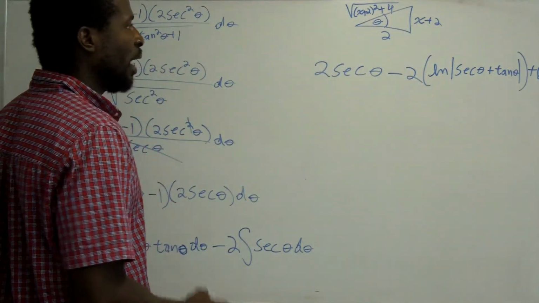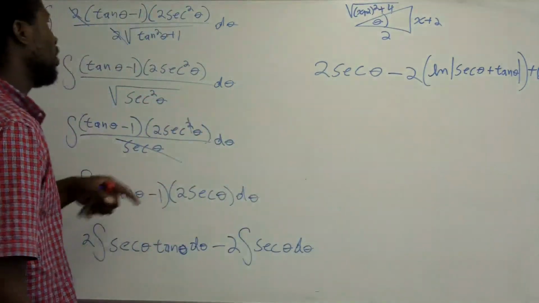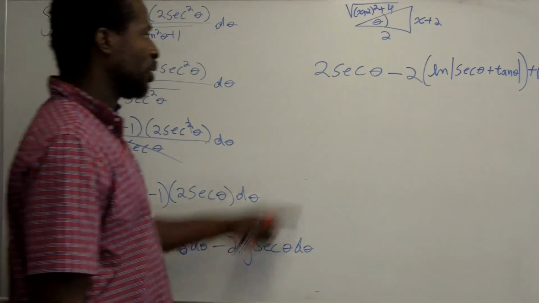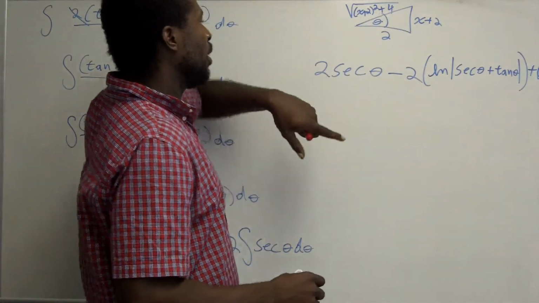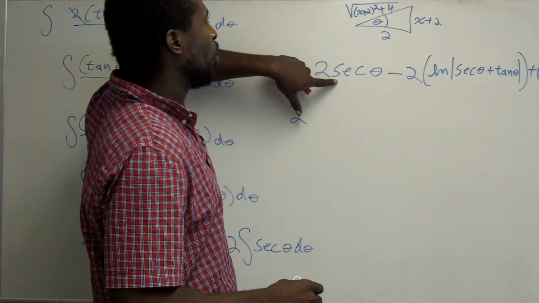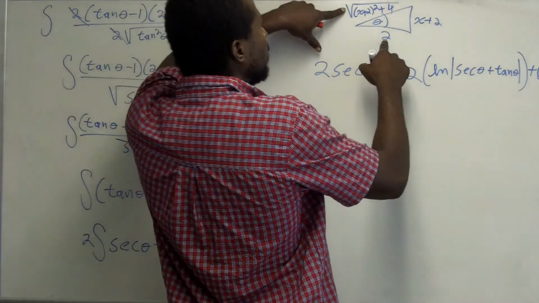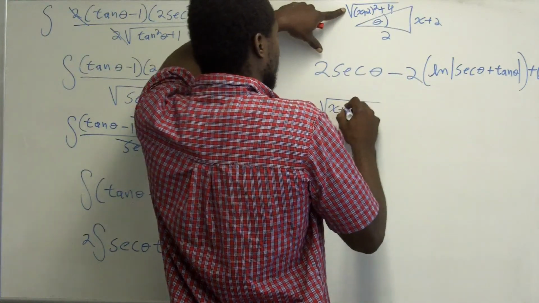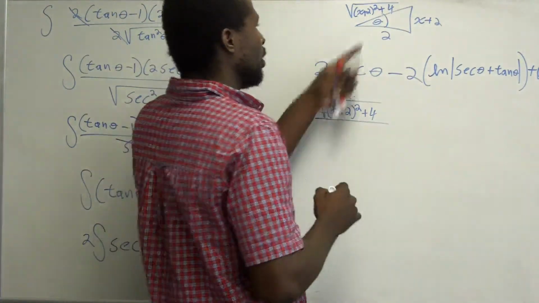But now I have to figure out something to do with these integrals, because this answer is in terms of theta when the original problem was in terms of x. So now I'm going to do my back substitution. The secant of theta, well, secant is the reciprocal of the cosine. So if cosine is adjacent over hypotenuse, then secant is hypotenuse over adjacent.